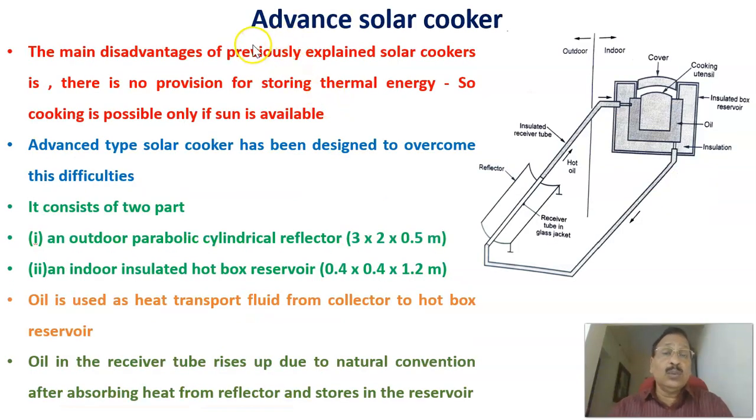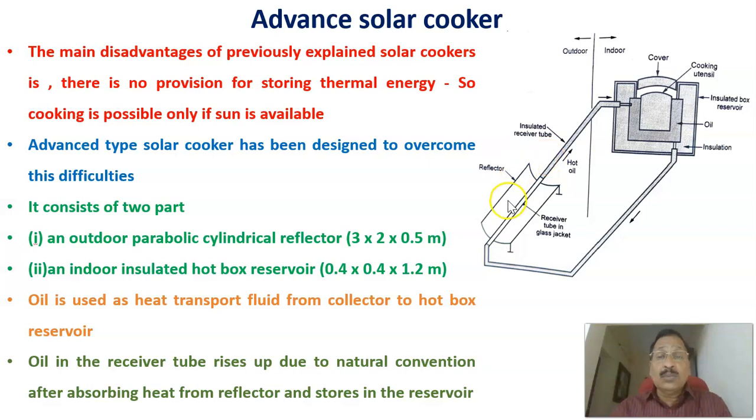Now let us see the fourth one, that is, advanced solar cookers. The schematic diagram is shown here. The main disadvantage of the previously explained solar cookers, the box type, parabolic type, concentrated or community solar cooker, is that there is no provision for storing thermal energy. So cooking is possible only if the sun is available. That is the disadvantage of the previously explained solar cookers. Now, the advanced type of solar cooker has been designed to overcome this difficulty.